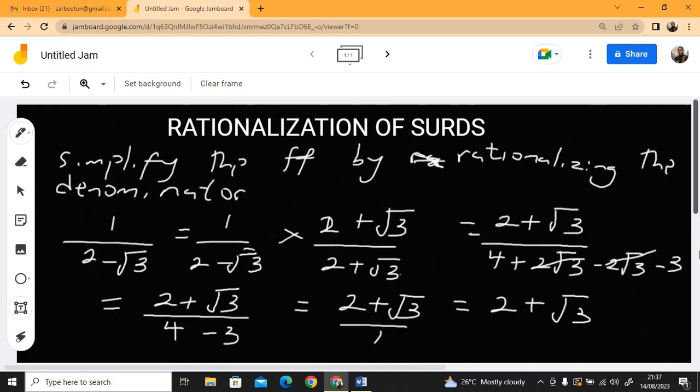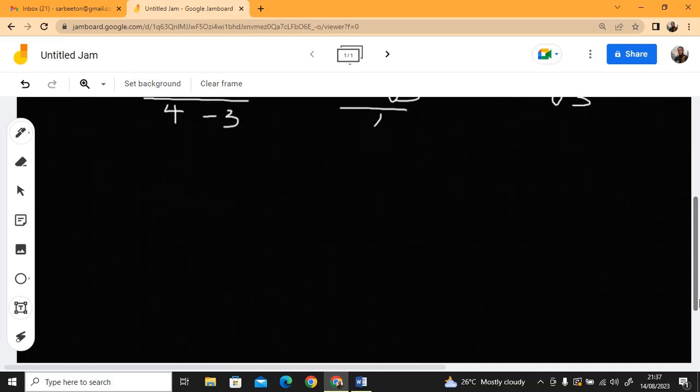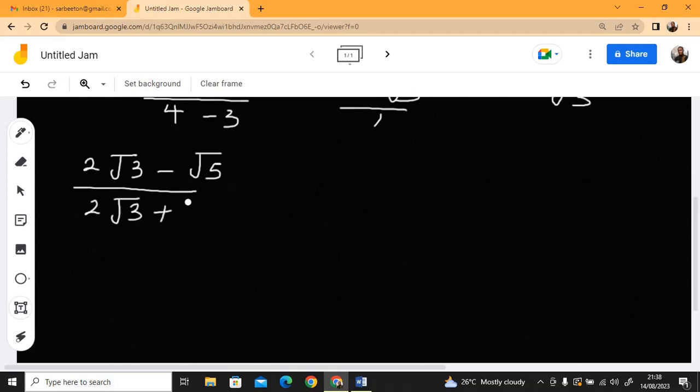Let's look at another question. Let's assume we are given something like this: 2 root 3 minus root 5 over 2 root 3 plus root 5. Now you have to rationalize this using the denominator, so we have to use the conjugate. The first one was minus, that's why I changed to plus.